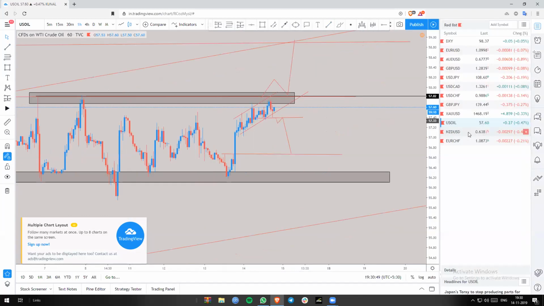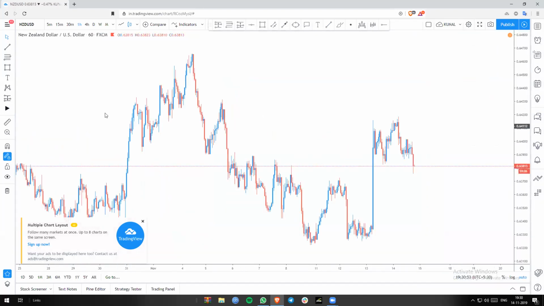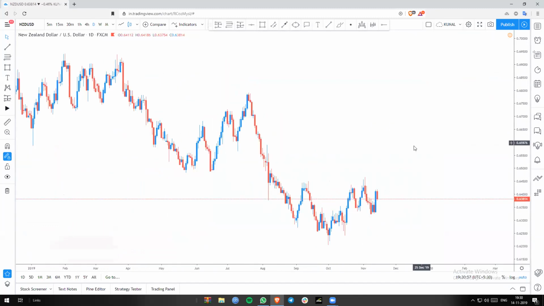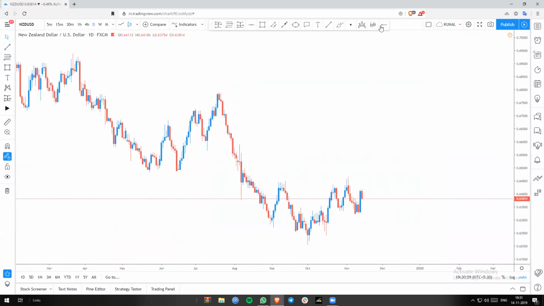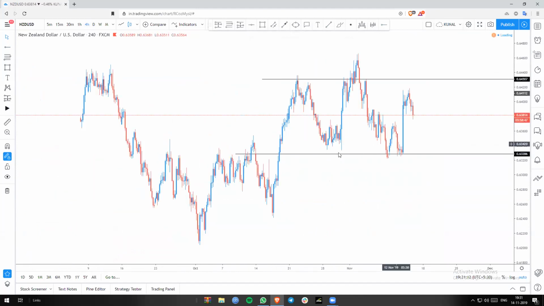So next pair is NZD USD. Nothing is happening on this as well. If we speak about the daily, it's still in a range. We can see a range sort of formation coming on the H4. Let's see what happens because I don't find anything till now.